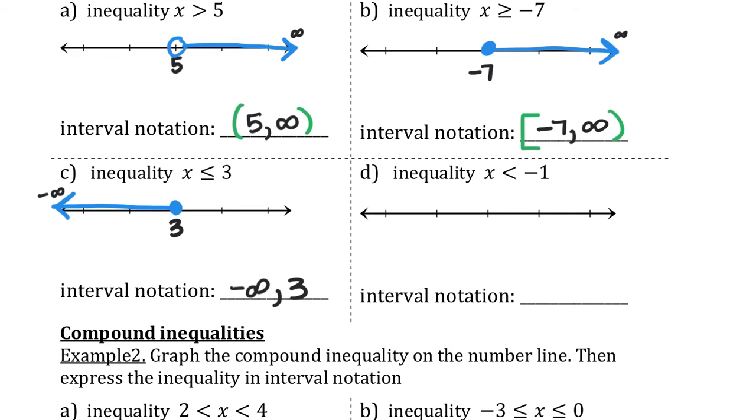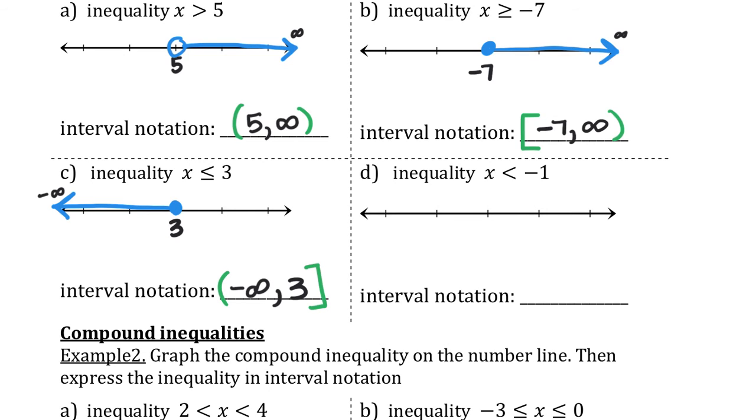Now I need to figure out parenthesis or bracket. Because it starts with negative infinity, any infinity is a parenthesis because there's no ending point to it. It goes forever. And now when I get to 3, it's a closed circle. Because it's a closed circle, I use a bracket. And that's my interval notation.